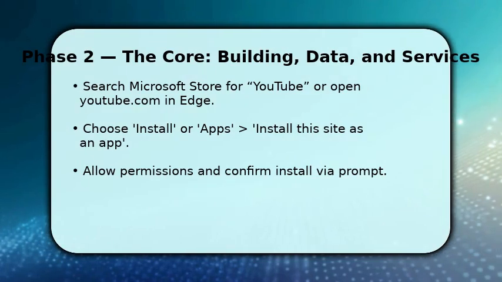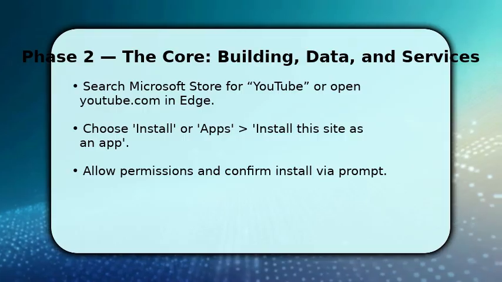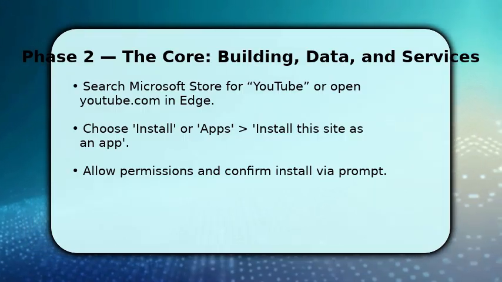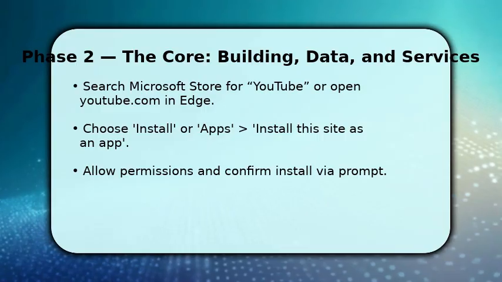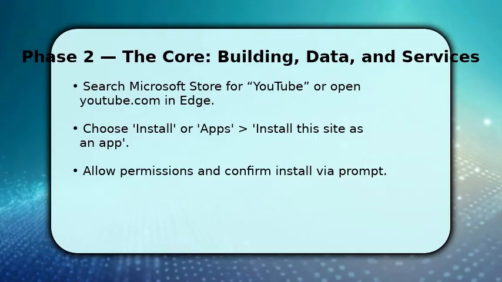Now you install the app. If it's in the store, click Install, otherwise open YouTube.com in Edge, go to the three-dot menu and select Apps, then install this site as an app. You do this because the Edge-based Progressive Web App gives app-like behavior without an exe.